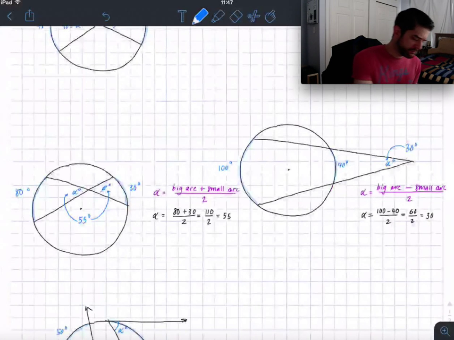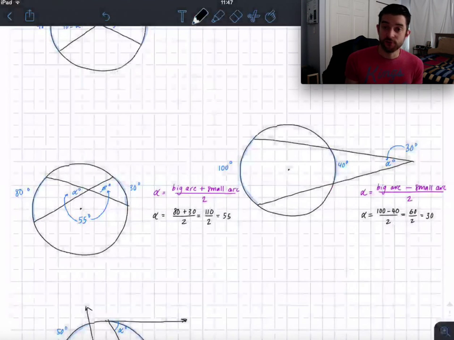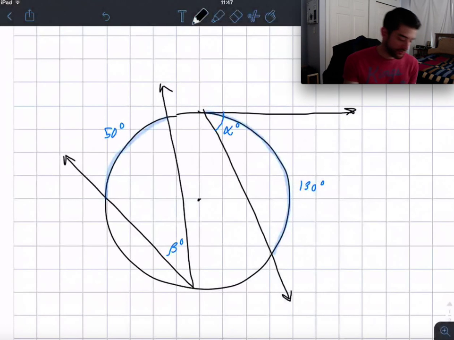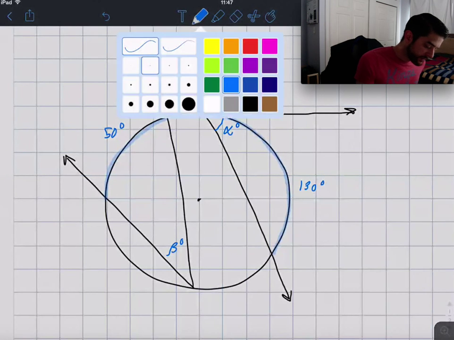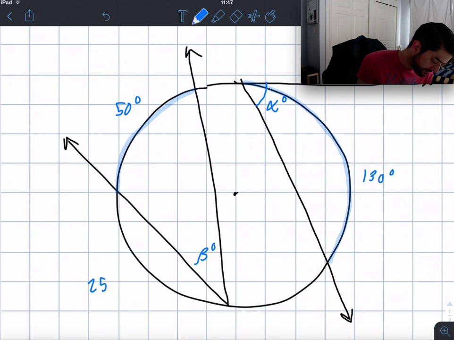There's one other property I want to go over, and it involves inscribed angles. I did a video before on inscribed and central angles. In this case, we have inscribed angle beta, and an inscribed angle is an angle whose vertex is on the circle and whose two sides go through the circle and intercept an arc. We know that it's half the measure of the intercepted arc. So I know that beta is 25 degrees.